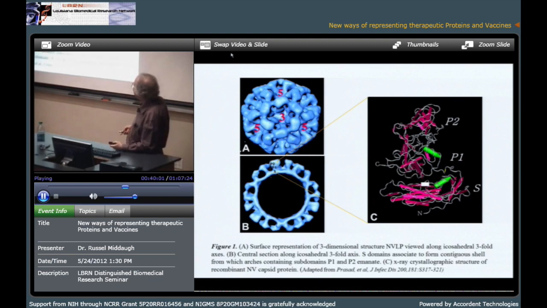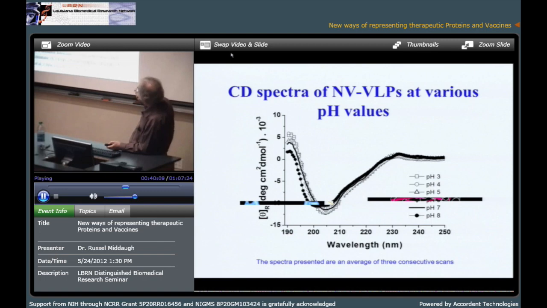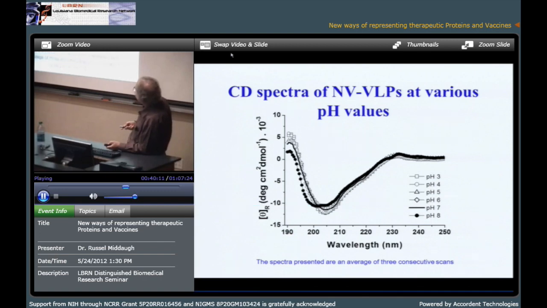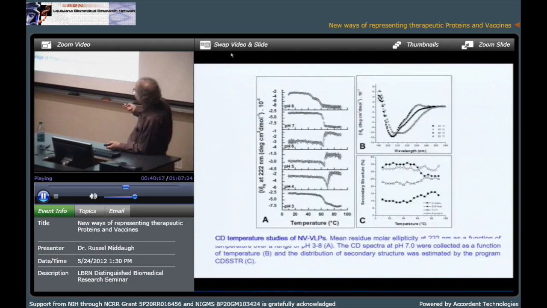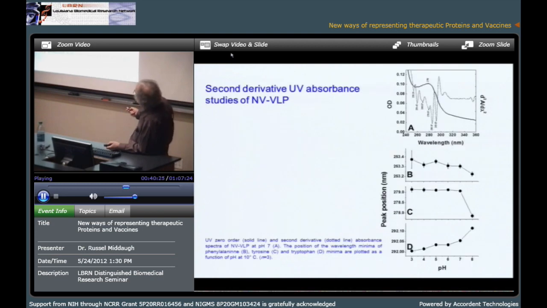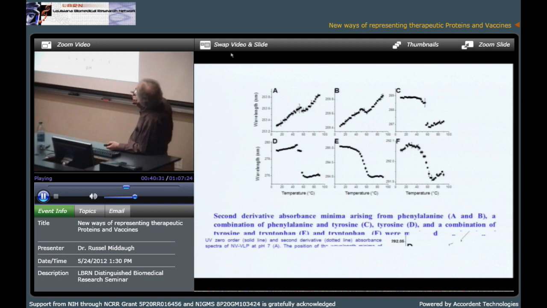Anyway, so here's data. This is just a picture of a virus-like particle right here. There's an actual three-dimensional structure from cryo-EM. This is the protein that's used to create the virus-like particle. So here's the CD at 10 degrees. You can see it doesn't change too much. Maybe there's something subtle at pH 8 right here, but that's about it. And here's the CD as a function of temperature. This is just plotted in terms of secondary structure change. Here's that second derivative ultraviolet analysis.